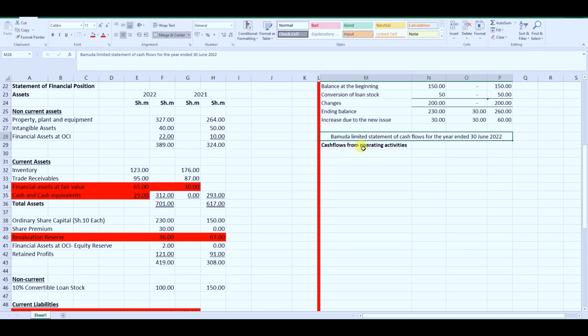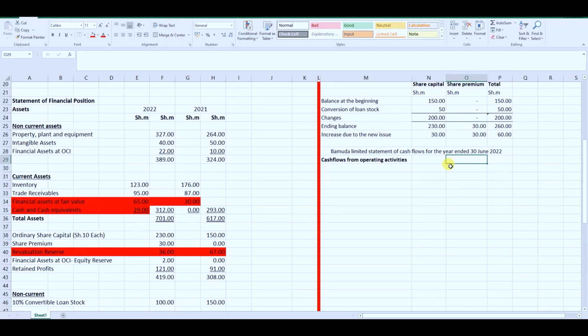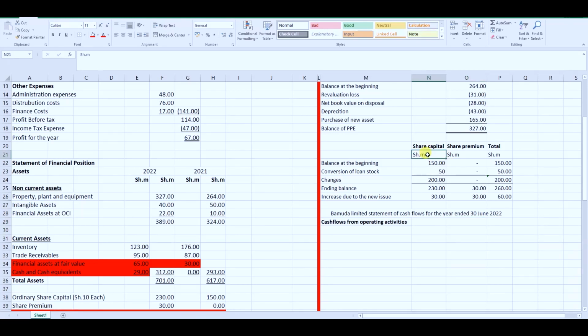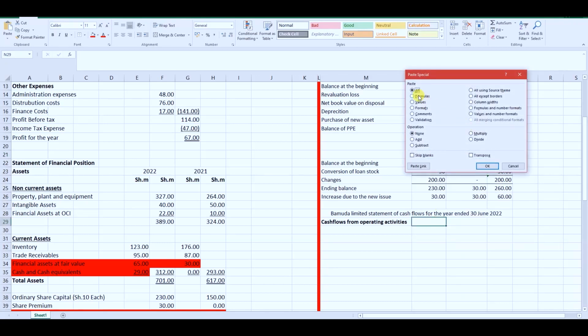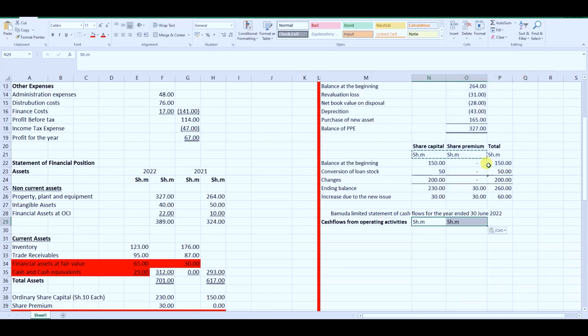So cash flow from operating activities, we can now put shillings, millions over here. In a similar format over here, you can just do it something like this. Copy, paste special, values. There.